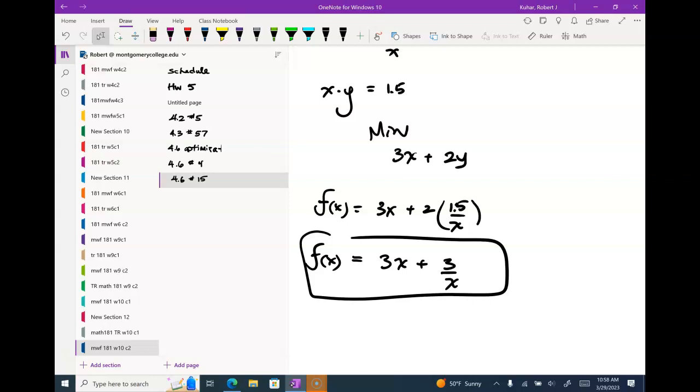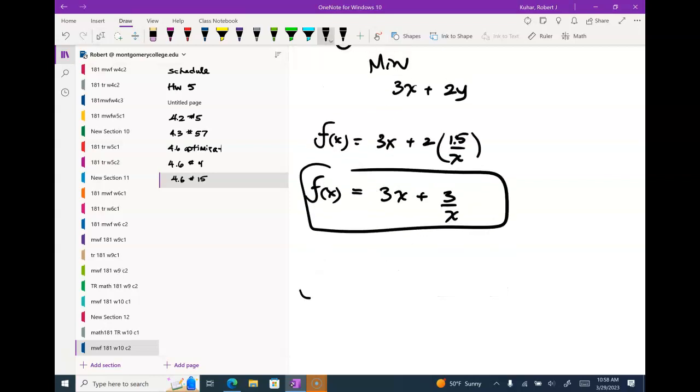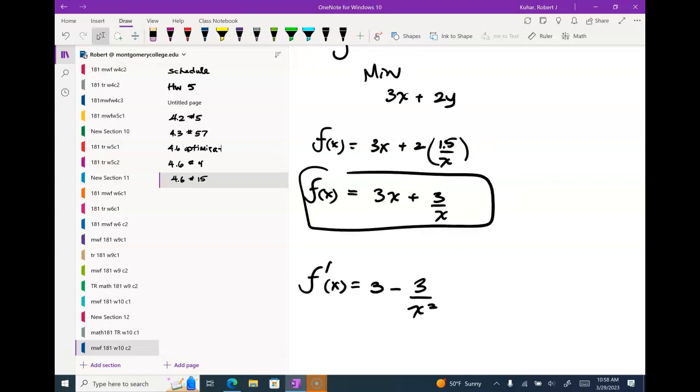Okay, so we got our function we're trying to minimize. Let's get our derivative. Who's got it for me? Good. 3 minus 3 over x squared. In this case, I will want to get a single fraction so that I can factor it. I get 3x squared minus 3 all over x squared. Of course, I get a critical from downstairs there of 0, right?